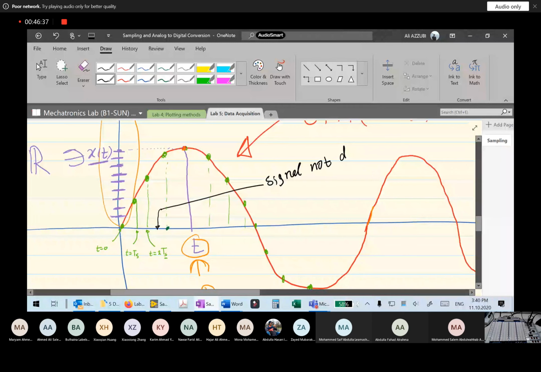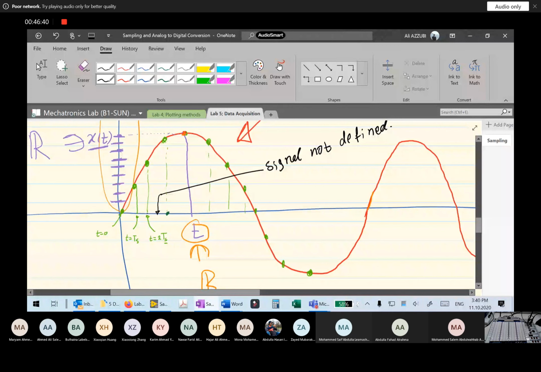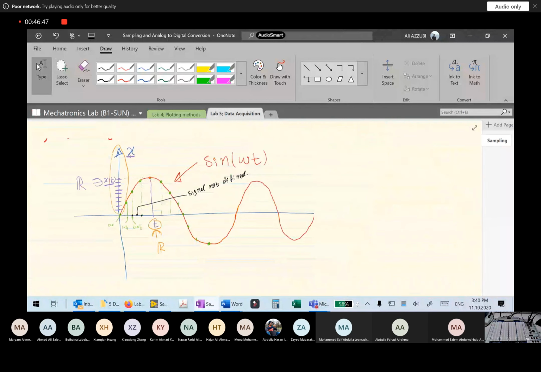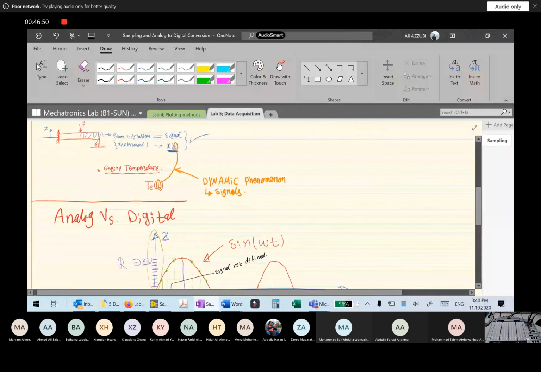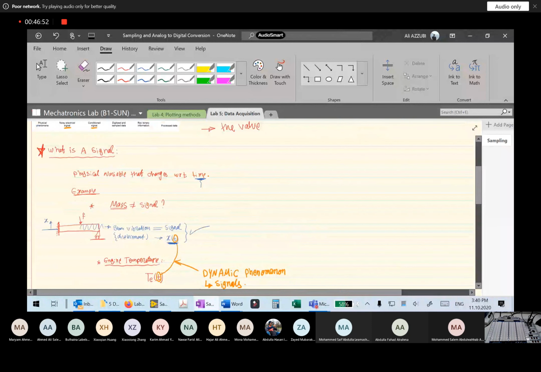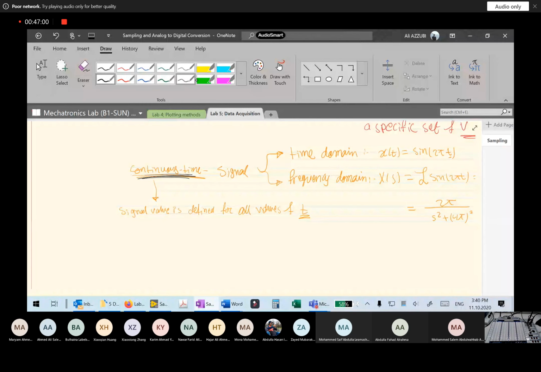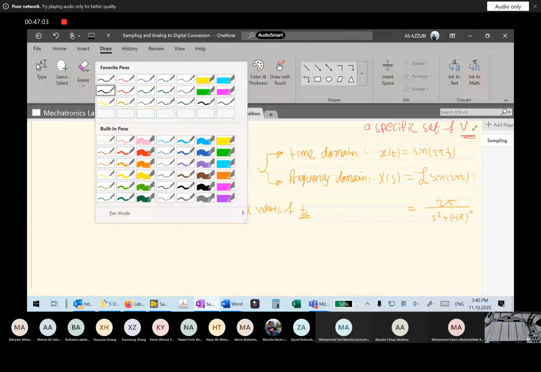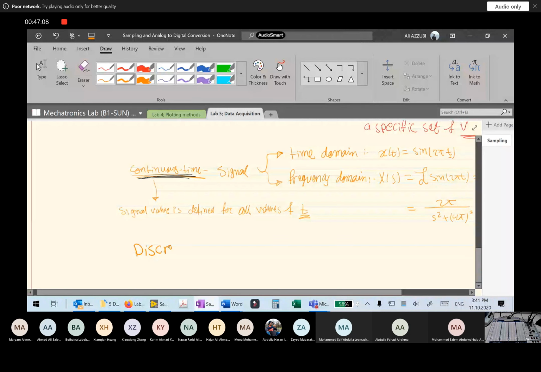Okay, so the signal between two sampling instants is not defined. Alright, so this is called, we said we have continuous time. We have continuous time signal. Now when I sample my signal, I have what we call discrete time signal. I hope you are not lost.